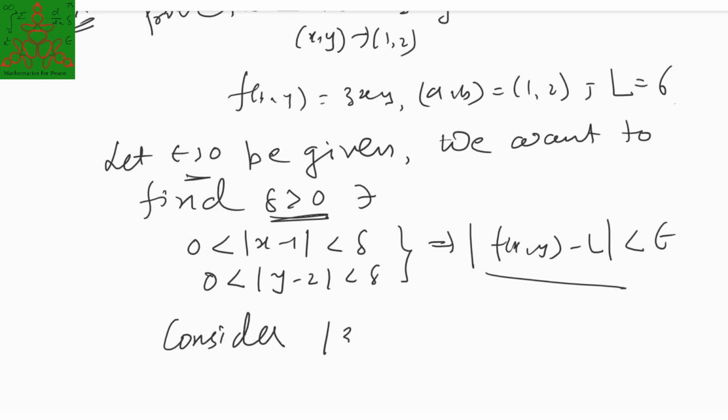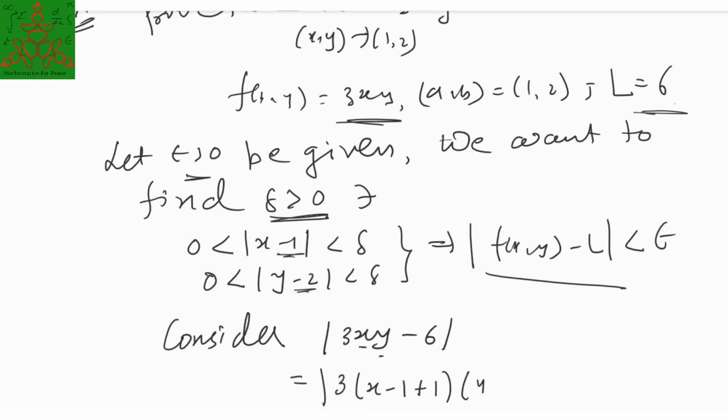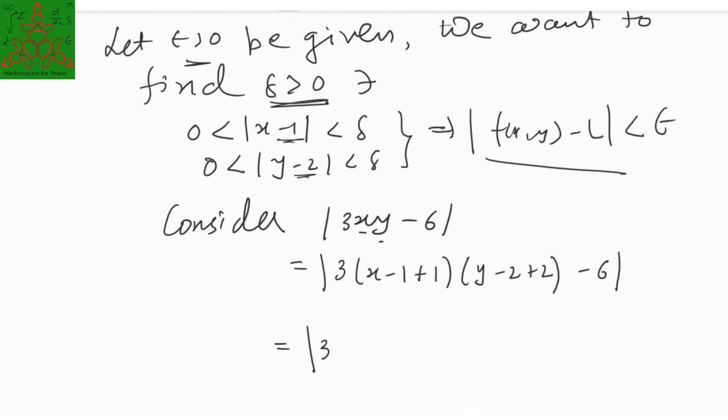So I am starting with f of xy minus L. What is your f of xy? It is 3xy. L will be 6 as you have here. Now again, what we did in the previous example, we are setting up this x minus 1 and y minus 2 in place of x and y. The technique which we used above will work here as well. That is, I am adding and subtracting 1 in x, and in y I am adding and subtracting 2.